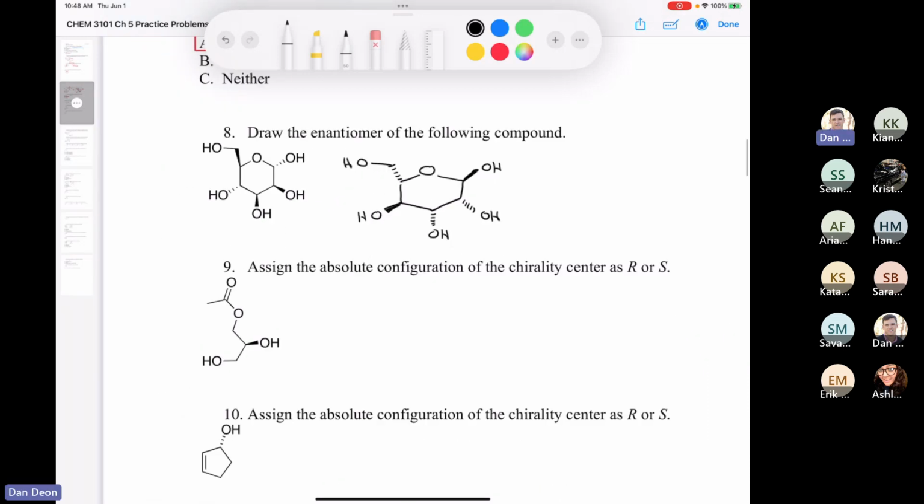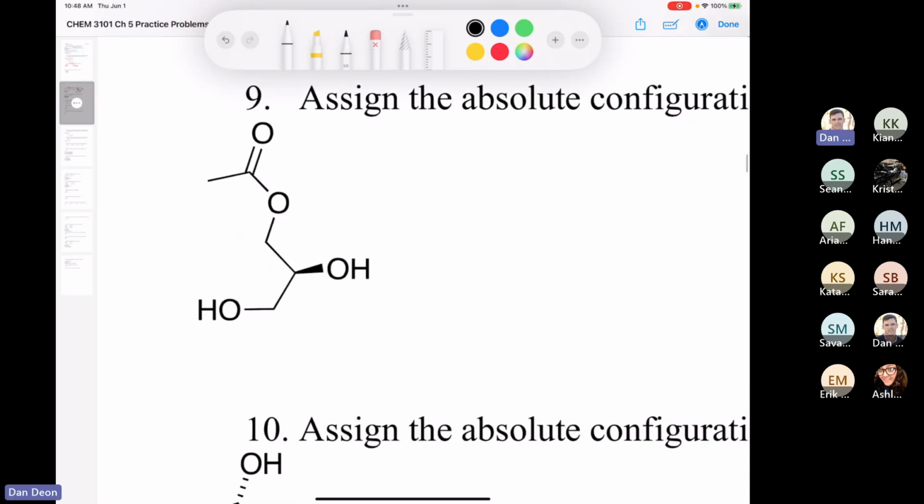The next one is R or S. There's only one chiral center in the molecule. It's right here. We have a hydrogen going in the back, so we'll pencil that in. The hydroxyl, the oxygen is 1. The hydrogen is 4. If we look at this carbon, it's attached to oxygen, hydrogen, hydrogen. This carbon is attached to oxygen, hydrogen, hydrogen. So we don't have a tiebreaker. So we have to keep going from there.